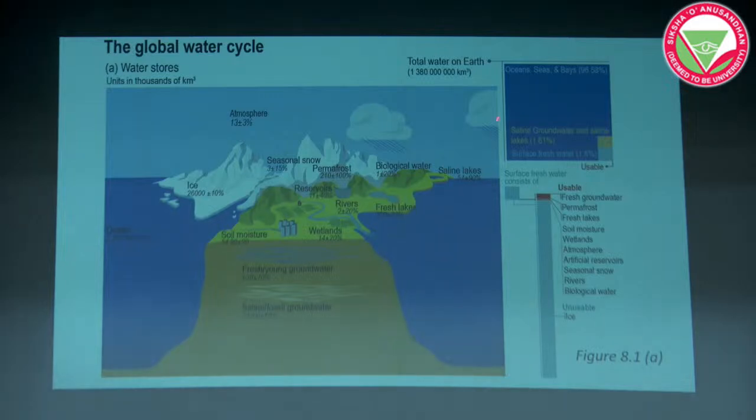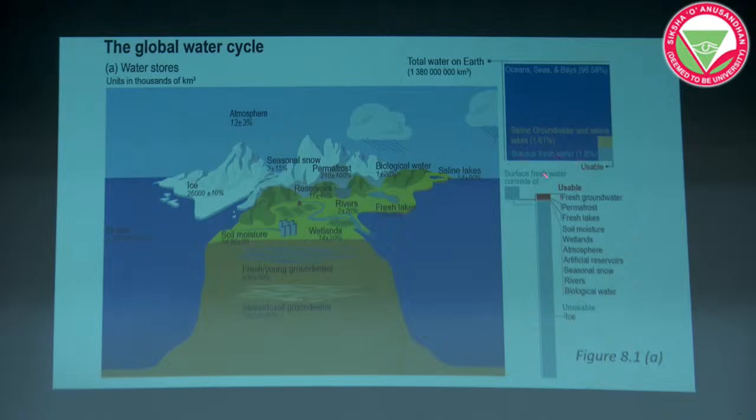If you see, almost 96% of the water, 96.558%, is in the ocean and seas, which is not really usable. And ground saline water is about 1.61%. So the surface fresh water which is available for human consumption, totally that is available, is 1.8%.